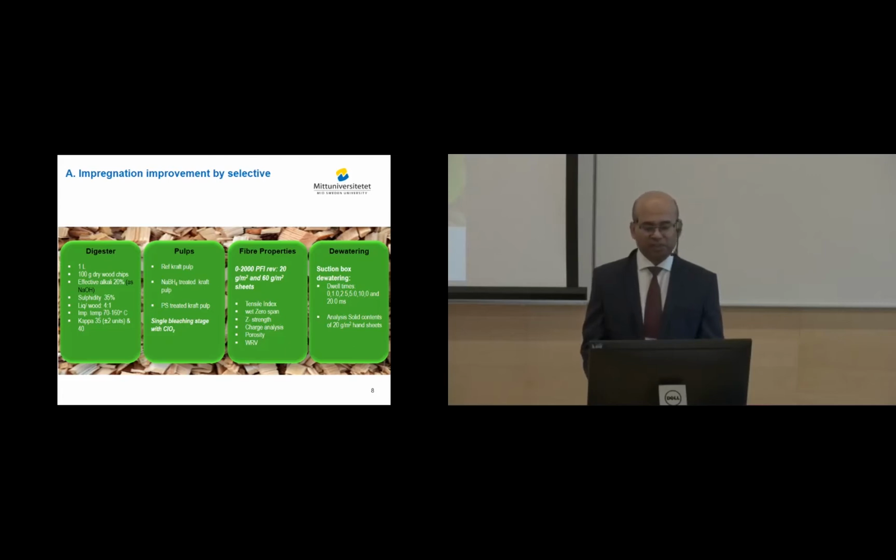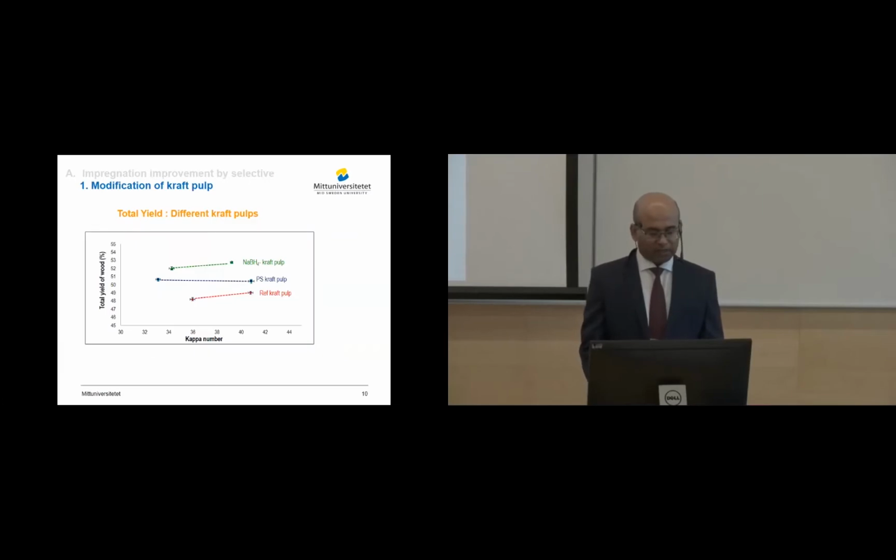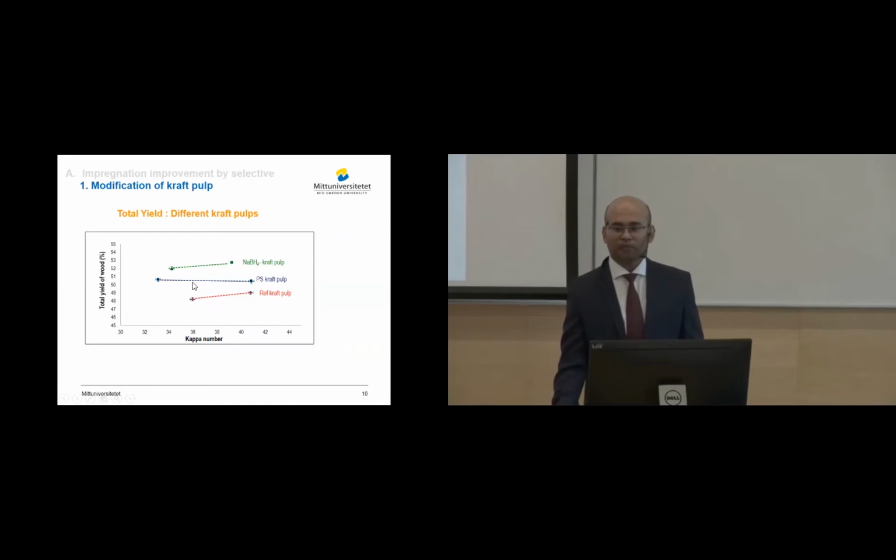So if I start with impregnation improvement by selective treatment, I divided it here into 3 different steps. 1 was the modification of kraft pulp, 2 is characterizing the fiber properties, and finally the study of dewatering properties. So I can start with modification of kraft pulp. If you look at the pictures, the green color is the sodium borohydrate treated pulp, blue was the polysulfide, and red was the reference kraft pulp. The main difference is the charge, 2% polysulfide and 1% sodium borohydrate.